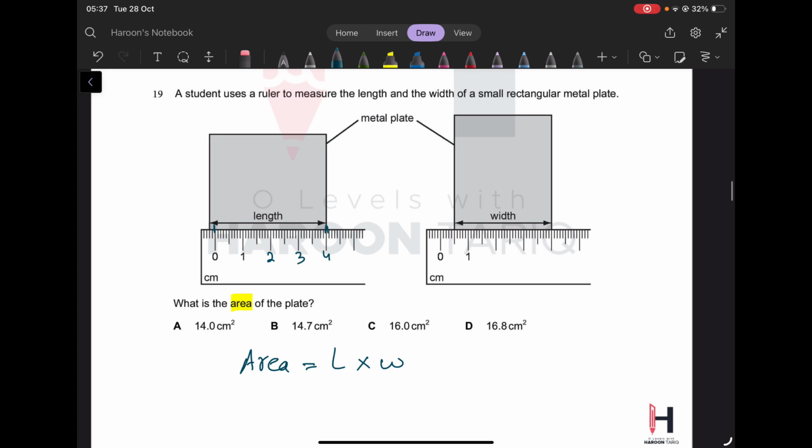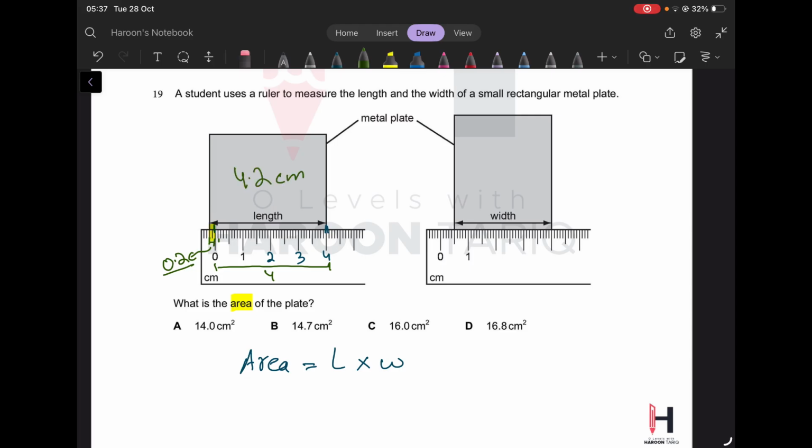Ends at 4, but I need to add this extra bit that I have, these two bars basically. Each of these bars is equal to 0.1. So I need to add 0.2 extra. From 0 to 4, this was definitely 4. I need to add 0.2 extra for it. So the length is actually 4.2 centimeters.